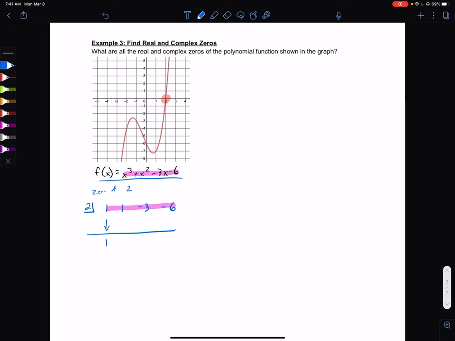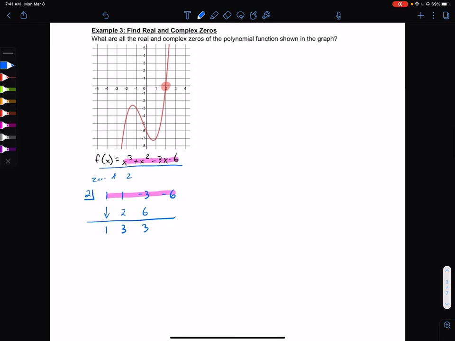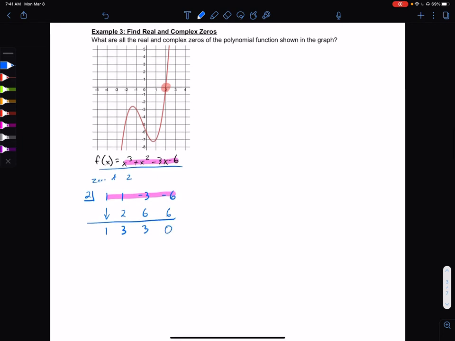1 times 2 would be 2. Add those up. 2 times 3 would be 6. Add those up. So we'd have 3. 3 times 2 is a positive 6. And we should have a remainder of 0. If you don't get a remainder of 0 here, something went wrong, because we already know that 2 is a 0 based on the graph. So that means it should go into your function. Really the x minus 2 expression should be a factor of this function.